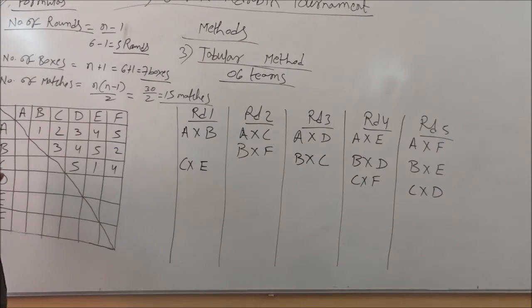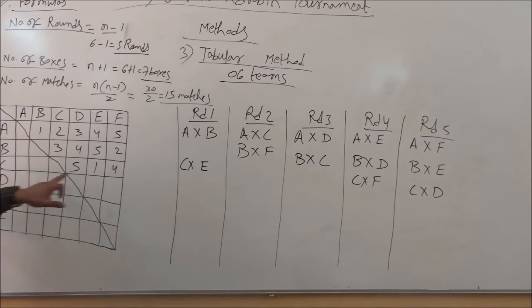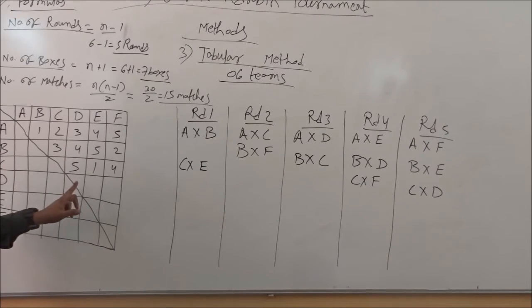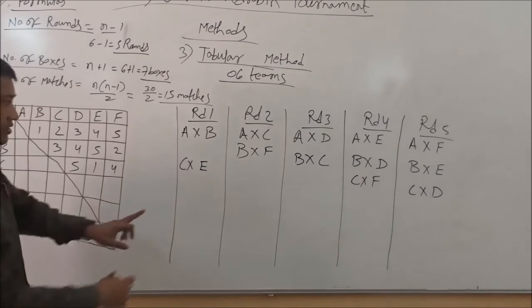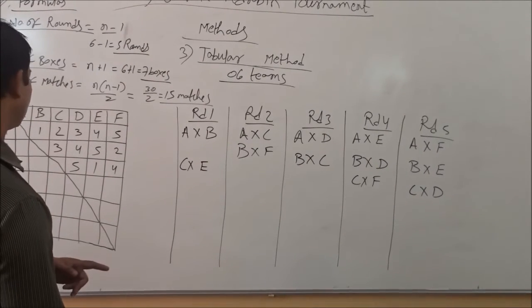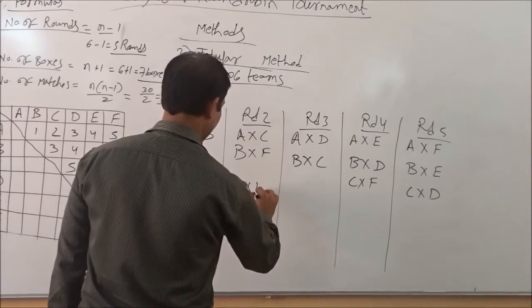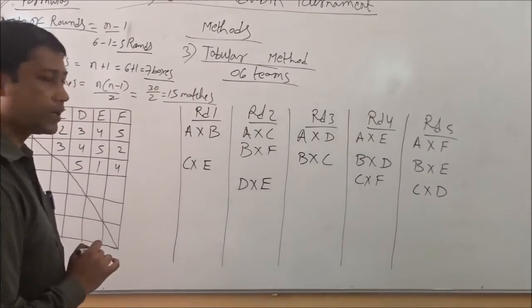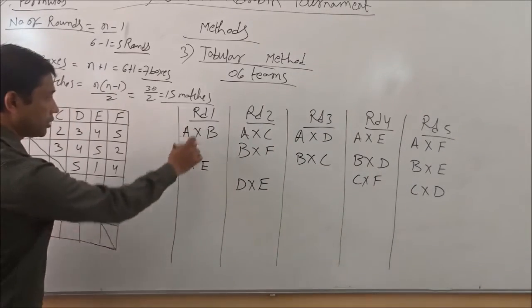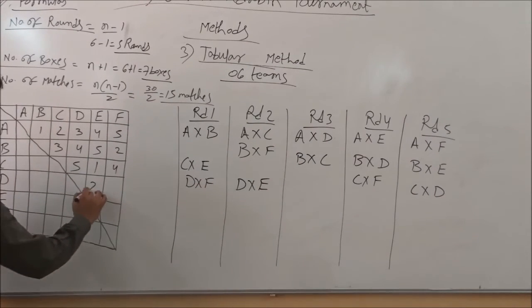Next team is D. For D, again I need to see from which round C has started playing. C has started playing from 5. So D will be starting to play from round number 2, because I need to skip one round in between. So here D will be playing with E. Next, here D is, here also D, here also D. Move again to round number 1. Place it. D is playing with F. So mention the number.